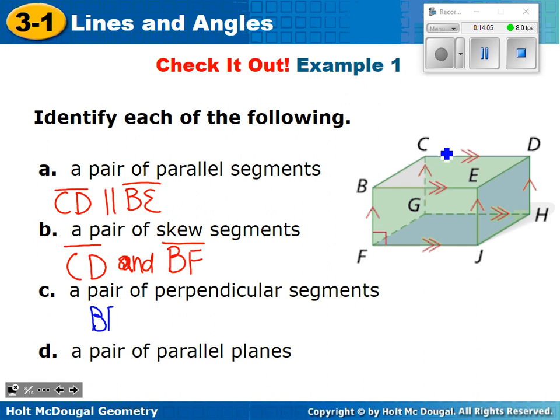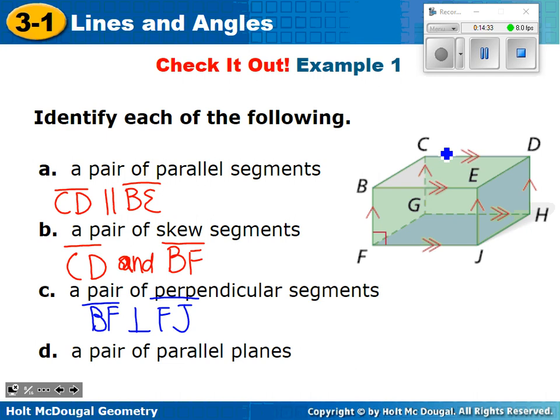Perfect. BF is perpendicular to FJ. Anybody have a different one? Okay, it's the only one marked, so to guarantee that you get the question right, I would look for the markings, okay? Again, if it's a true box, there are lots of perpendicular segments, and so depending on the situation presented, I would accept multiple answers, but I would be careful.